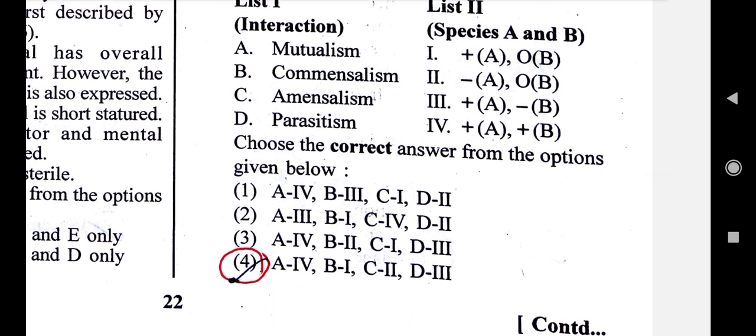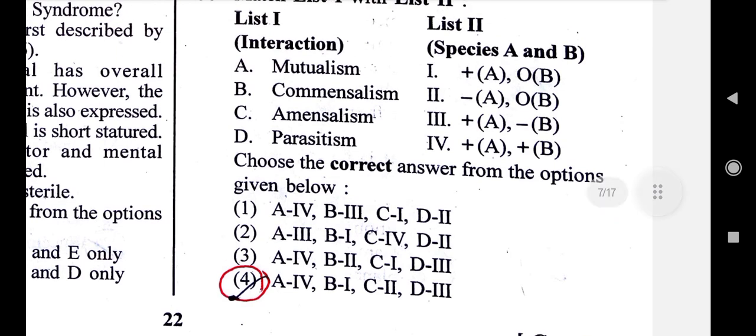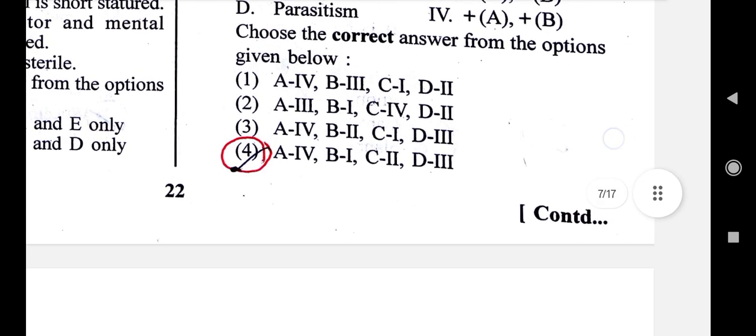A4, B1, C2, D3. Okay dear students, option A you have to match with 4, positive A positive B. Like this, B is matching with option 1, C is matching with 2, D is matching with 3. So option 4 is the correct option.